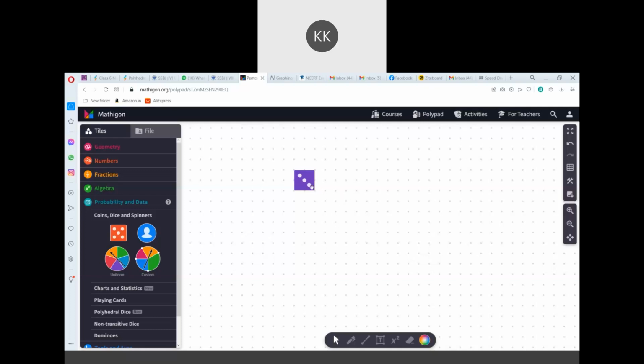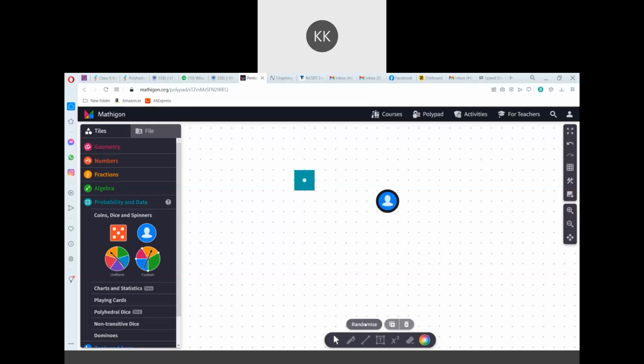In that, what is the possibility that 3 comes? There is only one possibility out of 6 options. So 1 by 6. There are totally 6 options, so the probability is 1 upon 6. You know this? Yes, sir.